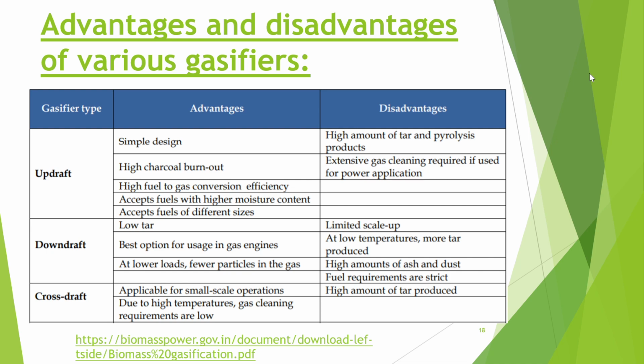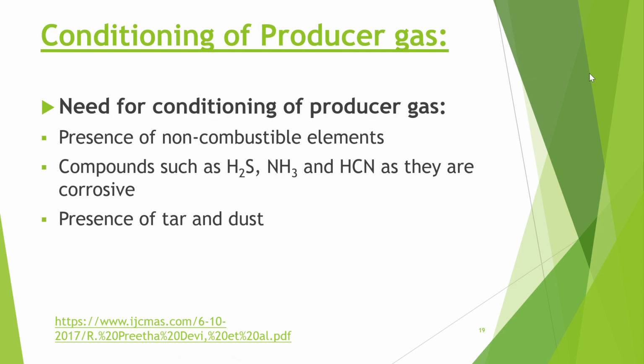Then we see the cross draft gasifier. It is applicable for small scale operations. Actually, it is quite popular in small scale industries for their coke ovens. Due to high temperature, gas cleaning requirements are low. It works at high temperature. Actually, tar gets broken, same as in the downdraft gasifier. But here sometimes the problem of tar comes up in the scenario.